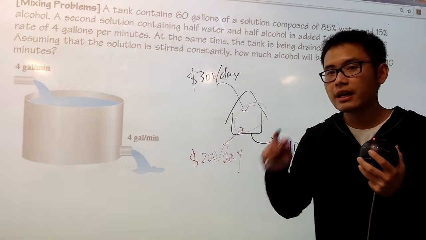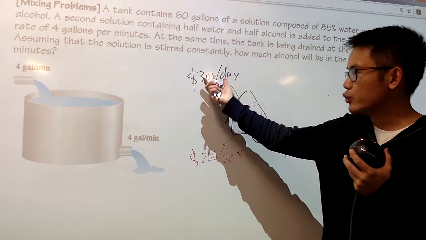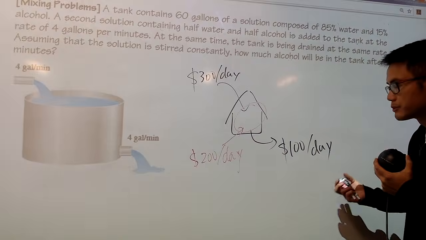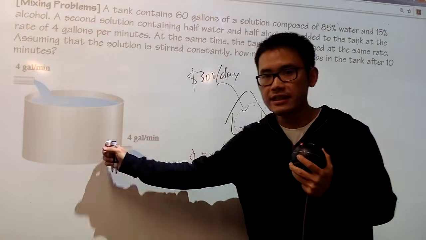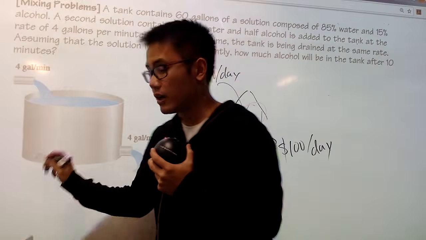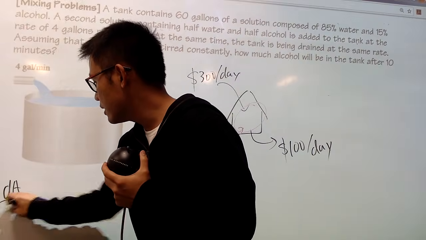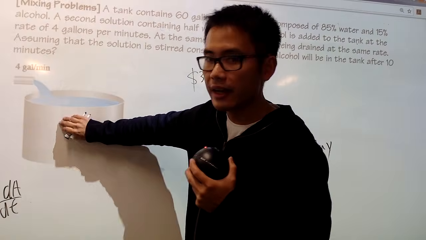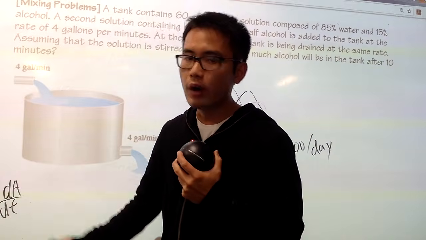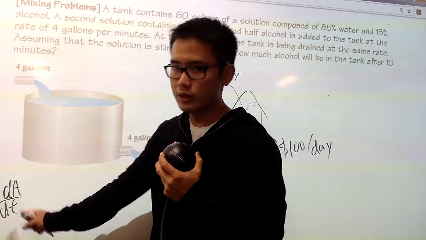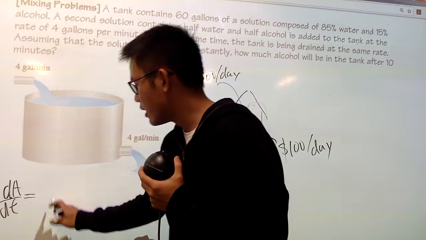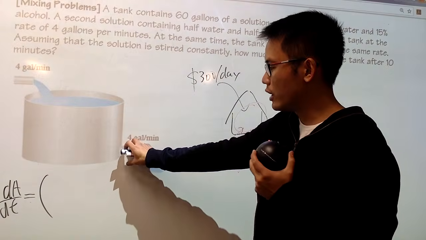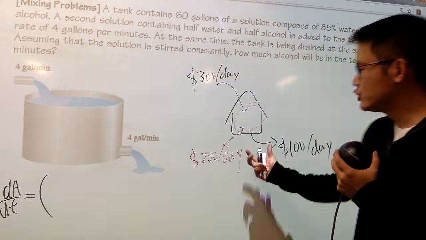That's the idea. In this situation, we are talking about the rate of money going in, and then we have to subtract the rate of money going out, right? In this situation, it's the same thing. Let me write it down here. This is the main idea. So I will put down dA/dt. A stands for the amount of alcohol that we have in the tank. dA/dt stands for the rate of change of the amount of alcohol with respect to time. The idea is the rate of alcohol going in minus the rate of alcohol going out. Keep that in mind. It's just like this idea here.